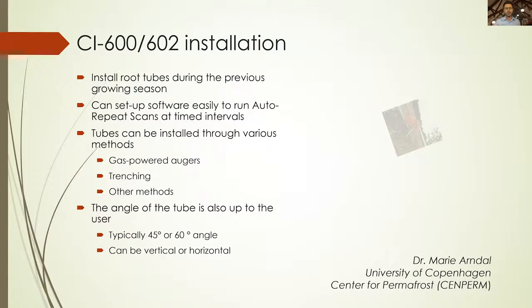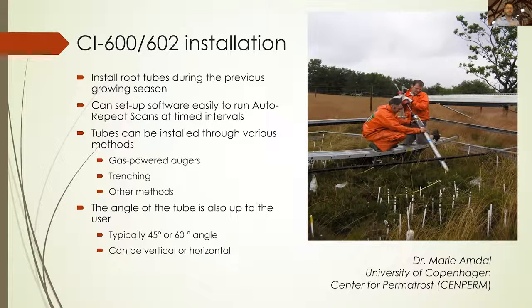Now I'm going to cover the CI600 and 602 installation and some of the methods of putting these tubes in the ground, mostly because that's most of the questions I get right before going to RootSnap. With the CI600 and 602, we suggest, if at all possible, that you install root tubes during the previous season, just to mitigate as much of the detriment to the soil and to the roots as you can. Plant by plant, it's going to be a bit different, of course, with your growing season. Some plants are very fast, rapid growing. Some plants, like a poplar tree, pose a root issue.